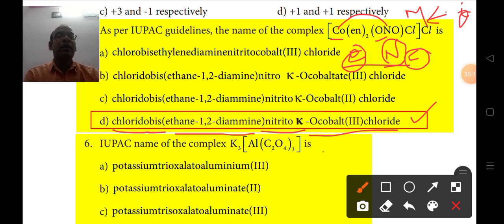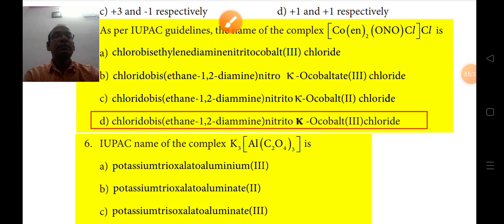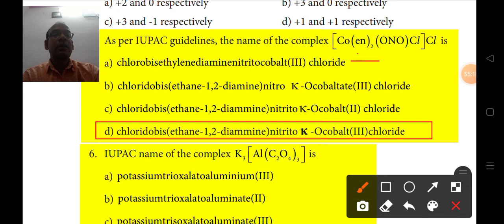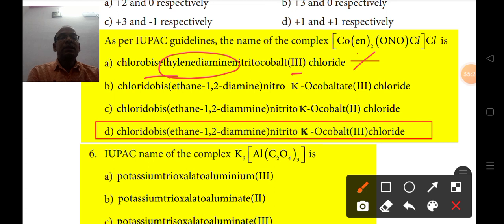Now the first option is incorrect. The oxidation state is correct, but ethylene diamine is a common name, therefore option A is incorrect. In the case of option B, cobaltate is wrong. In option C, the oxidation state is wrong. Only the remaining option D is correct.